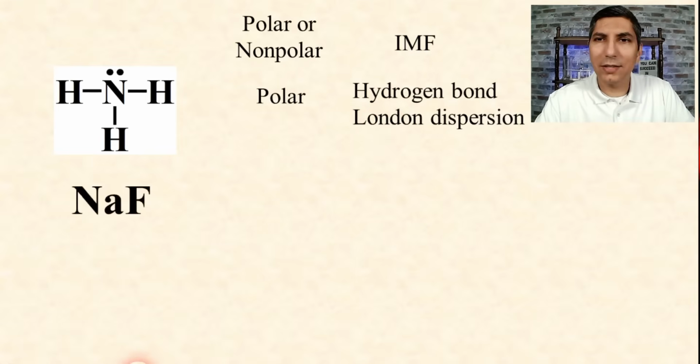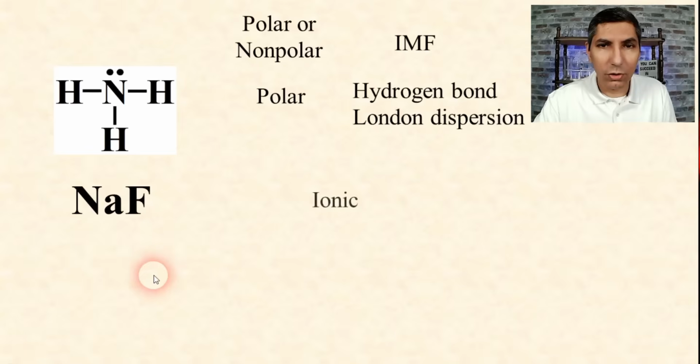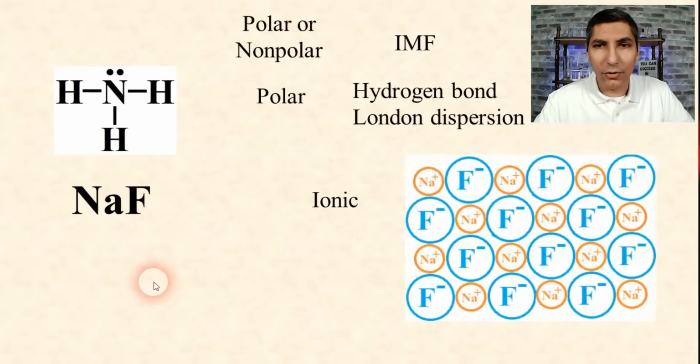Now, what about something that's a little bit different here? This is not really a molecule, is it? Sodium fluoride is not really a molecule at all. It's an ionic compound. So the forces that it's going to have in between its own structure would be ionic forces. And as we think about ionic compounds, these are structured differently than molecular or covalent compounds. They have this lattice structure.